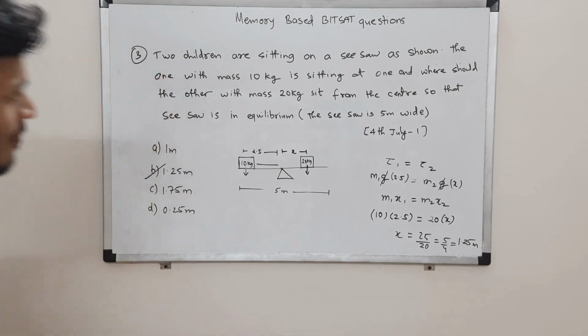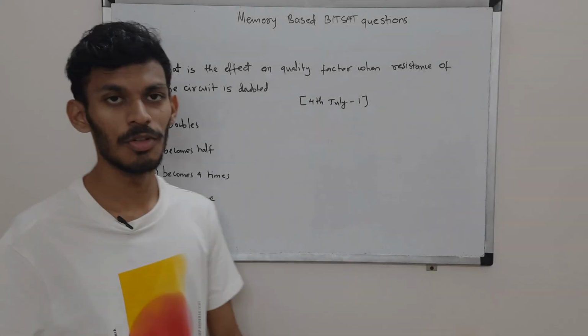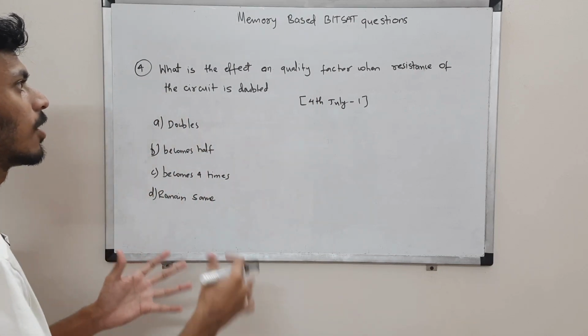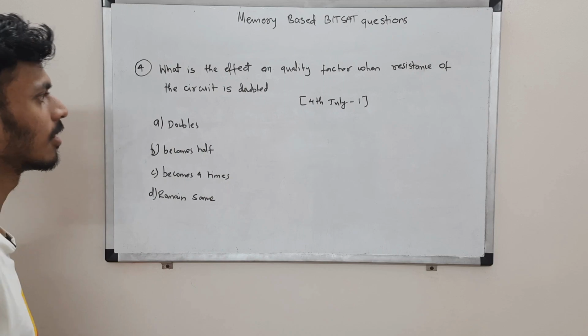Over to the next question. Question number 4 over here, a very simple question. In this question, you are supposed to tell what will be the effect on the quality factor when the resistance of the circuit is doubled.